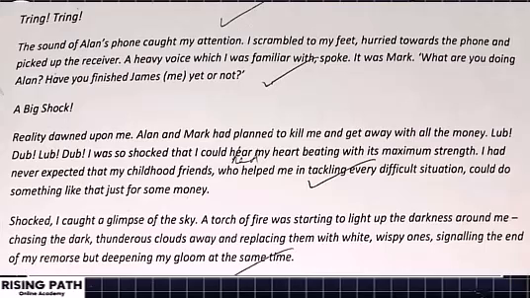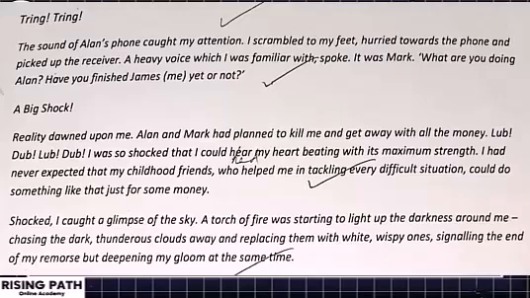Ring ring. The sound of Alan's phone caught my attention. I scrambled to my feet, hurried towards the phone, and picked up the receiver. A heavy voice, which I was familiar with, spoke. It was Mark. What are you doing, Alan? Have you finished James yet or not?